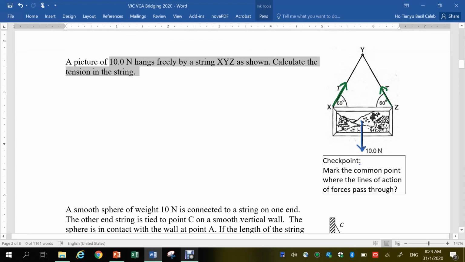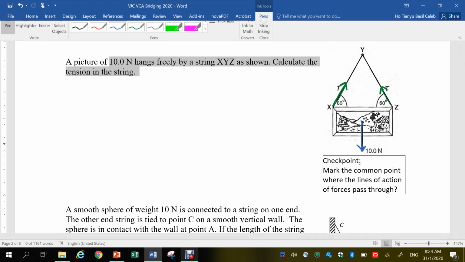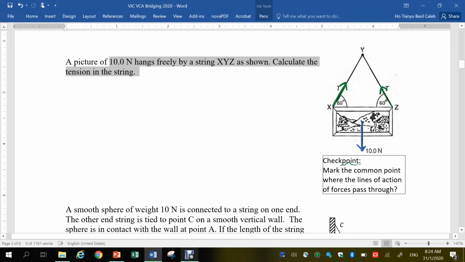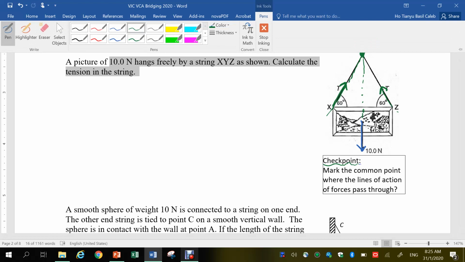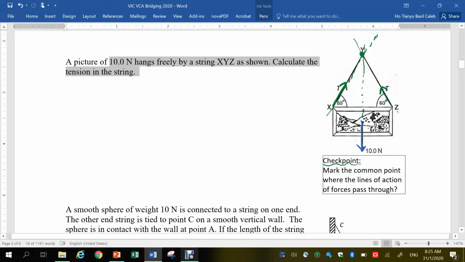The first check that we need to do is whether these lines of action pass through a common point, which is the checkpoint over here. If you look at the lines of action, what do I mean? When you take dotted lines along the forces, you'll see that these dotted lines pass through the point 1. This is the first check that we need to do to convince ourselves that it is possible for these forces to be in equilibrium. Once we have that, we can do step 2, which is to rearrange the vectors into a closed triangle.